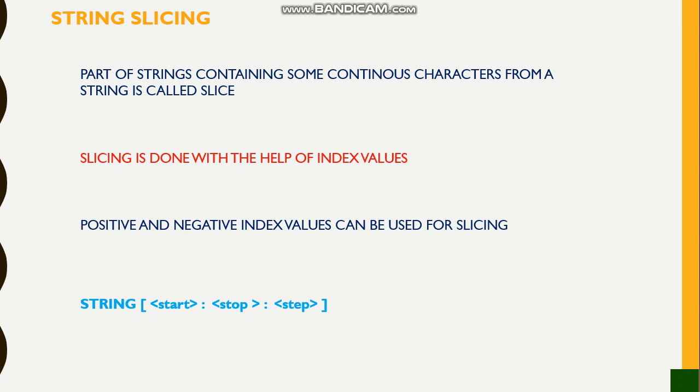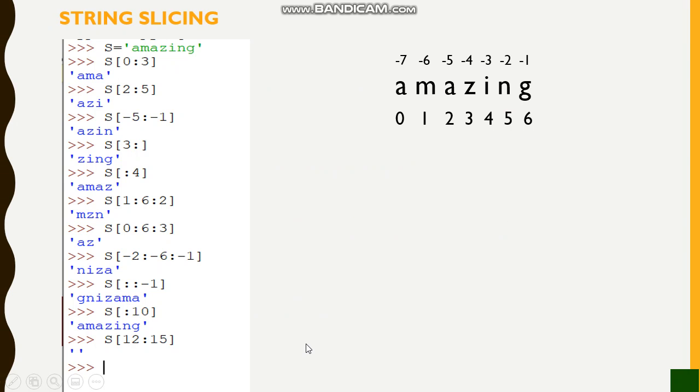Next, coming to string slicing. Parts of a string containing some continuous characters from a string is called a slice. Slicing is done with the help of index values. Positive and negative index values can be used for slicing. Look at the syntax of how you can do slicing. There should be 2 colons within the square brackets and 3 numbers can be specified. All are optional. It's not compulsory that you should give all 3. You can have start value, stop value and step value. Let us look at the examples.